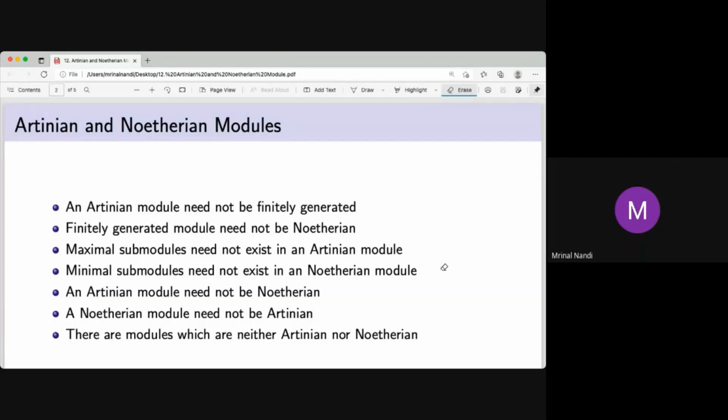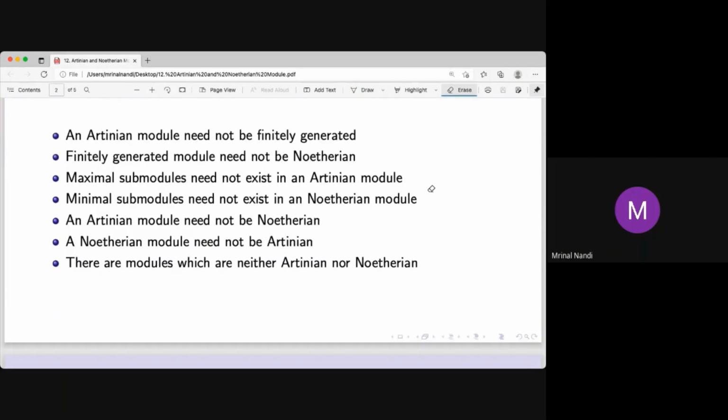Actually, it's a counterexample, rather. An Artinian module need not be finitely generated. Obviously, any finitely generated module is Artinian, but an Artinian module may not be finitely generated. The converse is not true. A finitely generated module need not be Noetherian. So a Noetherian module is finitely generated, but a finitely generated module may not be Noetherian. Again, the converse is not true. We'll see this in an example later.